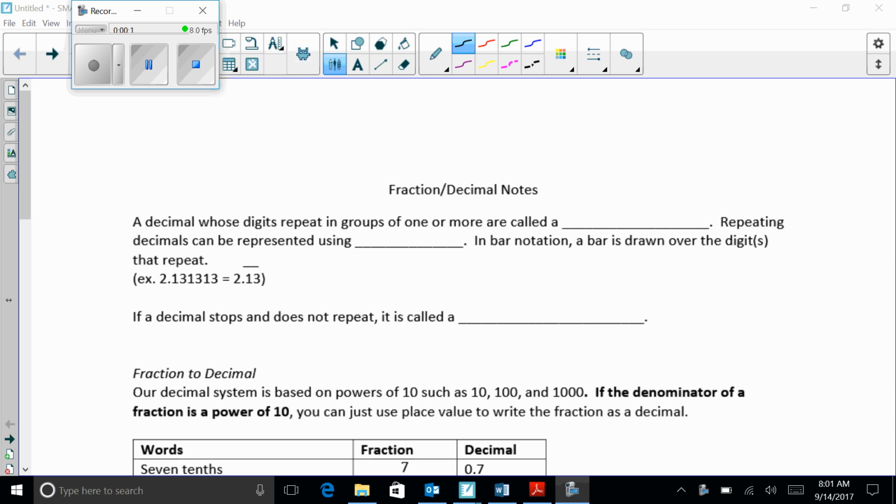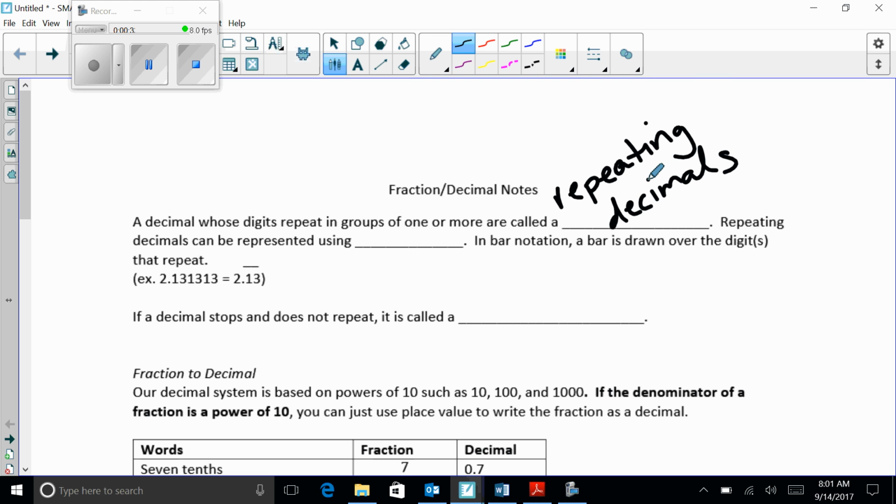Okay, so if you look at the top of your notes, it says a decimal whose digits repeat in groups of one or more are called, and these guys are called repeating decimals. And it tells you that a repeating decimal can be represented using bar notation. In bar notation, a bar is drawn over the digit or digits that repeat.